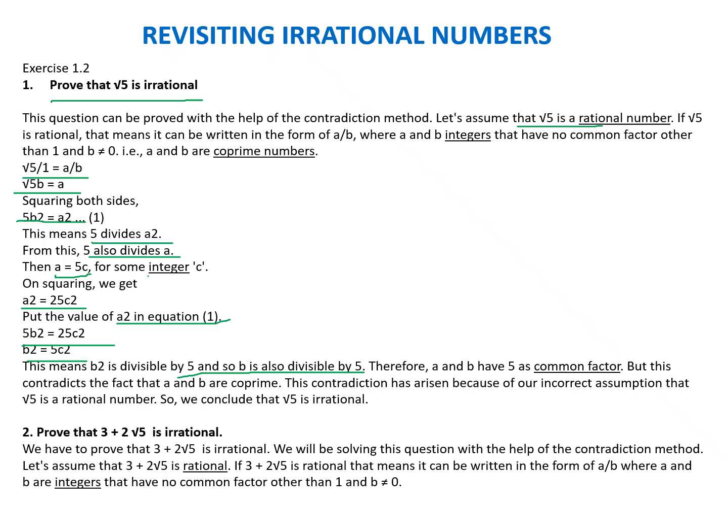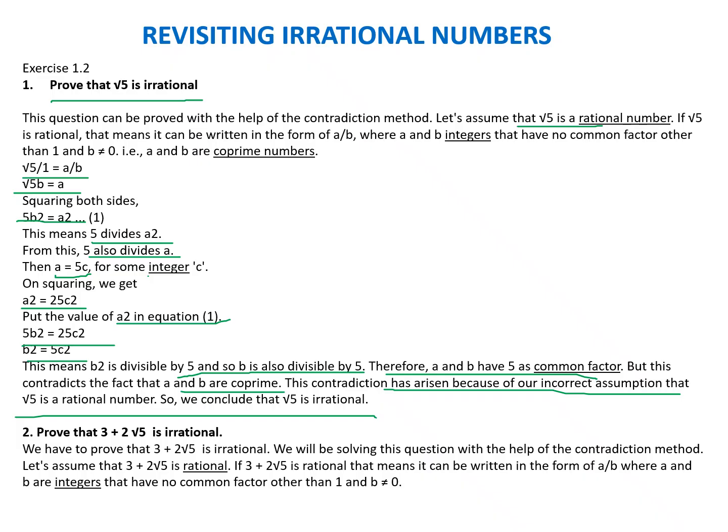So in this case we prove that a and b have a common multiple 5, which means that they are not co-prime, and they cannot be represented in the form of a rational number, and hence it has to be irrational. Therefore a and b have 5 as a common factor, but this contradicts the fact that a and b are co-prime. This contradiction has arisen because of our incorrect assumption. So we conclude that root 5 is irrational.